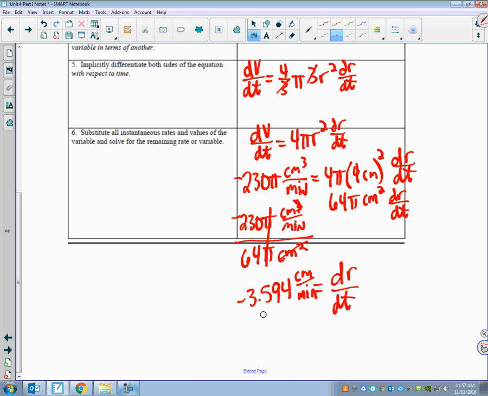And if the air is leaking out, the rate of the radius changing should also be negative because the radius is getting smaller. So I thought it was inflating a balloon. That's why I didn't put the negative with it. So that's the idea of this.